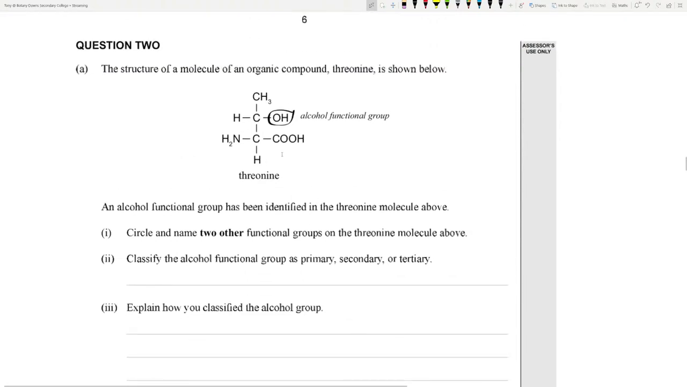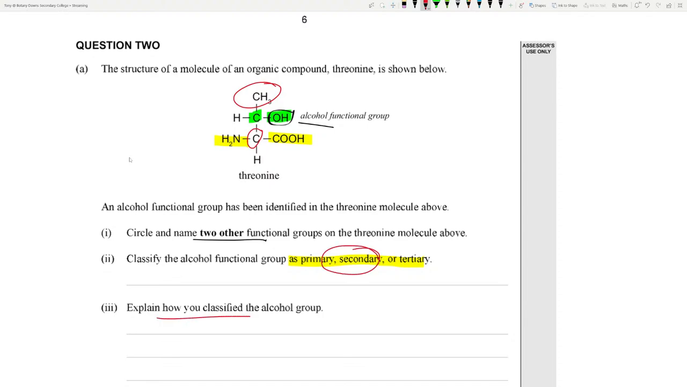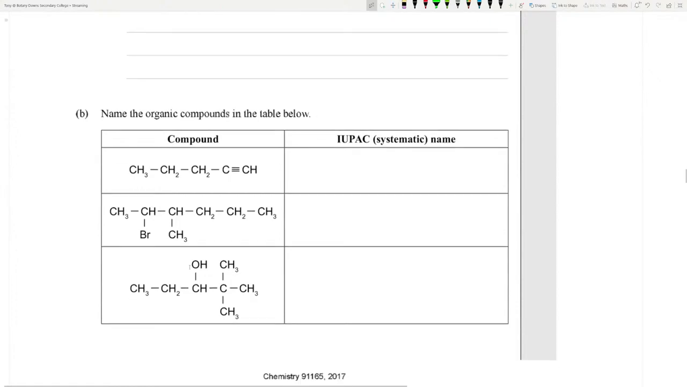All right, let's have a look here. So this thing here, this is an alcohol function group. Circle two other function groups, three achieved, one, two, done. Classify the function group as primary, secondary, tertiary. I think this should be no problem. If you look at your OH group here, this OH is bonding to a carbon that's bonding to two other carbons. So this is a secondary alcohol. How did you classify that? Because my OH group is bonding to a carbon that's bonding to two other carbons. Just write that, merit, easy peasy.